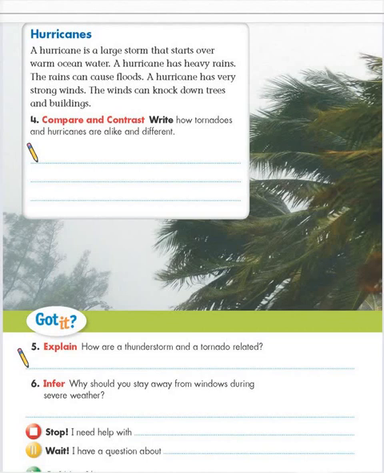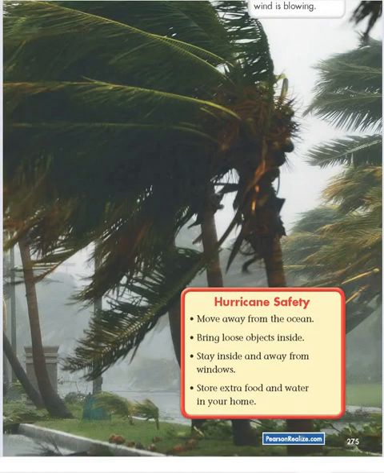The hurricane is like the tornado. It's very strong wind, but it's not spinning, and it's very large, not small like the tornado. And you can predict, or you can know when or where a hurricane can happen. Yes, you can predict this, which is unlike the tornado. How can you keep yourself safe during a hurricane?